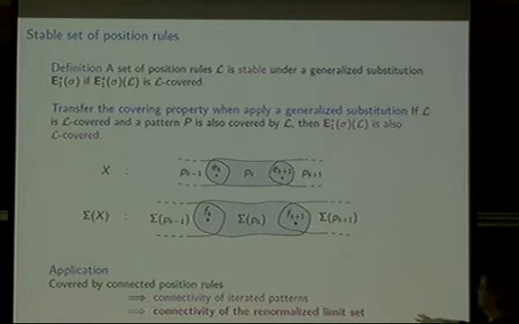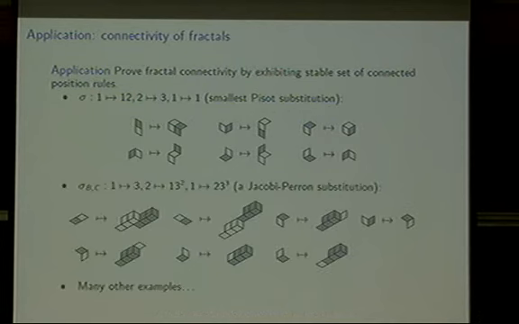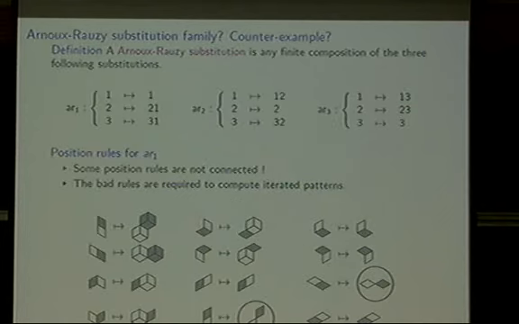And I obtained some very large criteria for connectivity of renormalized limit sets. So for instance, we can prove that the smallest Pisot number substitution is connected, and every Jacobi-Perron substitution also is connected by using these rules. But this was already known. The main interesting point is when you switch to families.